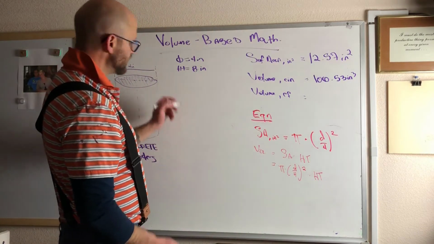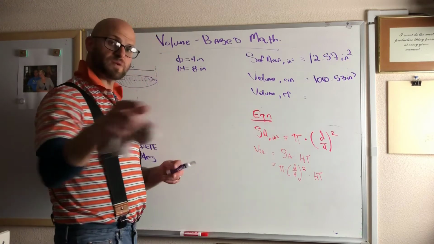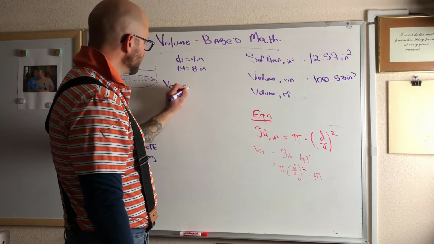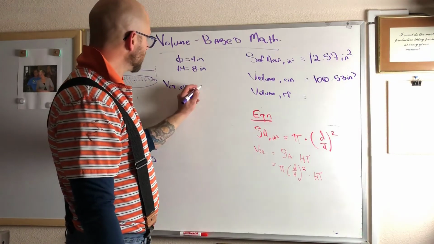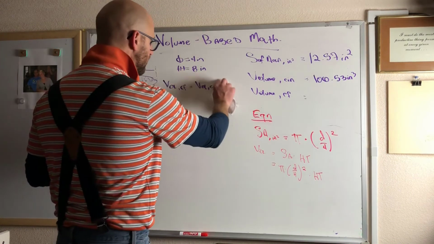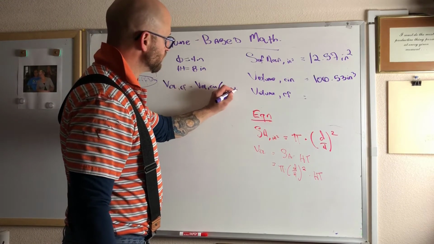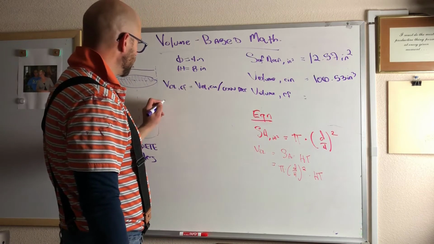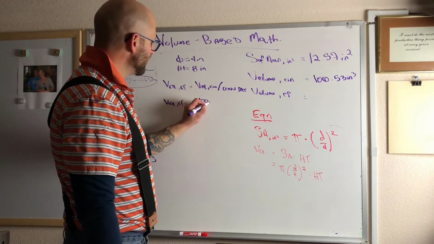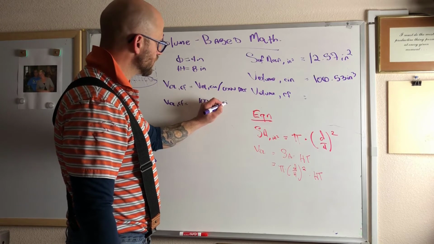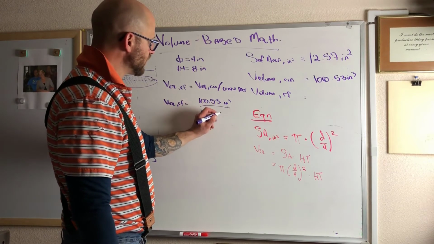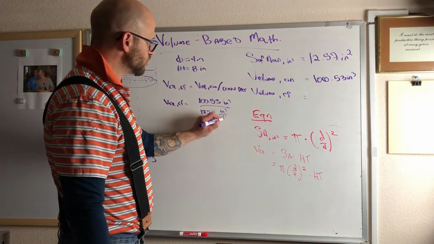Okay, that's great. Now I want to convert my volume in cubic inches to volume in cubic feet. So volume in cubic feet is going to equal our volume in cubic inches divided by some conversion factor. Our volume was 100.53 cubic inches, divided by 1,728 cubic inches per cubic foot.